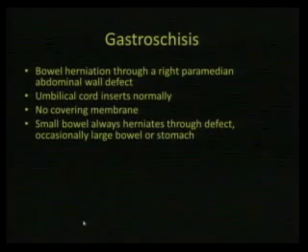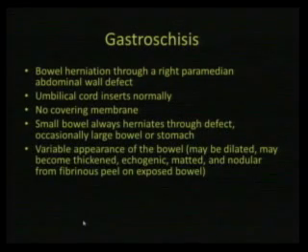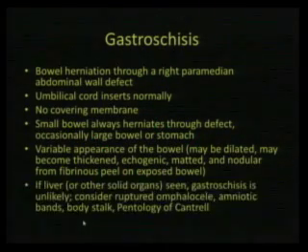Occasionally, you'll see large bowel or stomach. There's a variable appearance of the bowel. It may be dilated. It may become thickened, echogenic, matted, nodular, and a fibrinous peel forms on the exposed bowel. But again, it's not covered with a membrane, so basically you just have bowel floating out in the gestational sac.